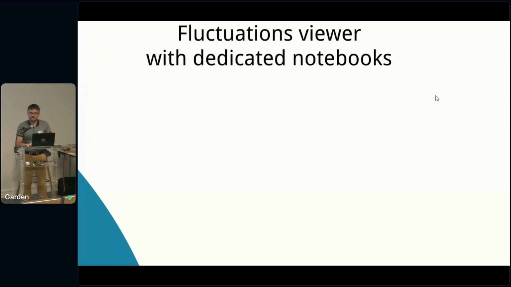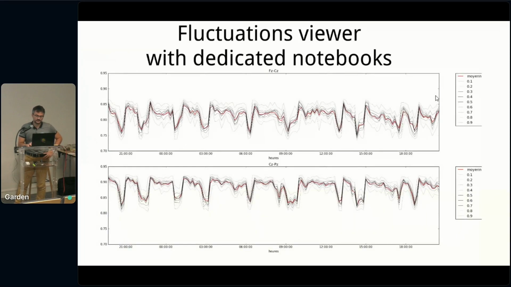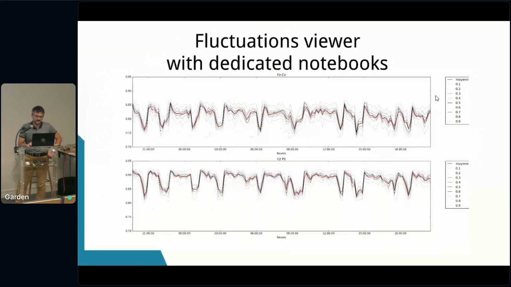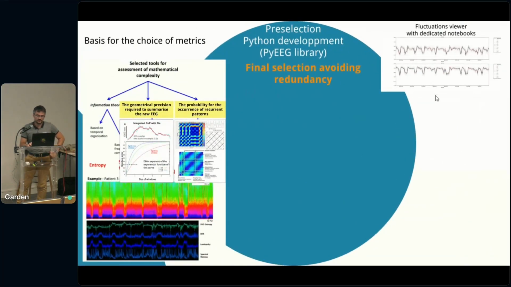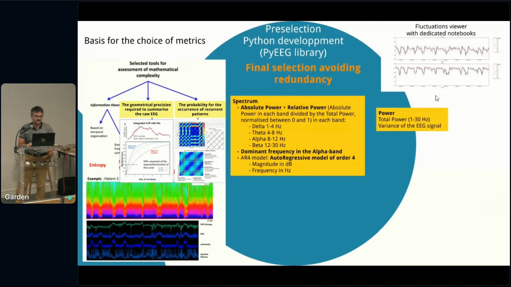Then we can observe the observational part of the study with dedicated notebooks for each of the features we developed, and then we select the most appropriate electrodes. Usually it was a medial line because we had fewer artifacts, and then we finally provide a final selection to avoid redundancy. So we had the power assessment of EEG, a very simple way of assessing EEG.